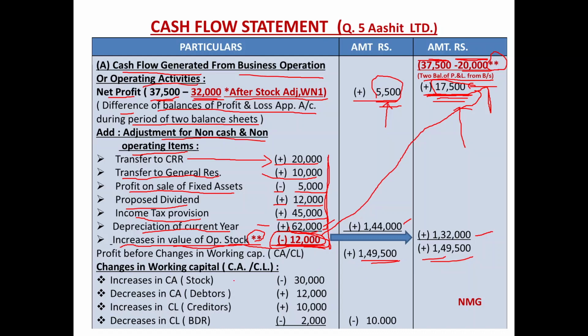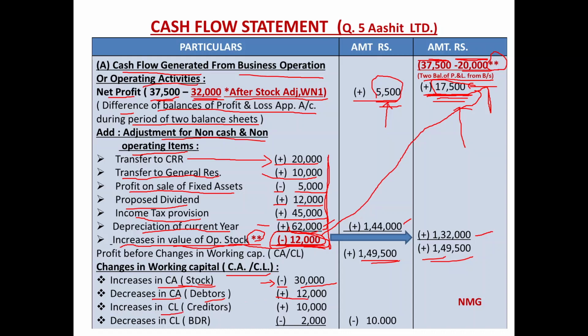Let's give the second sub reporting under the first title, changes in working capital or changes in current assets and current liabilities. Increase in CA, namely stock: increase is the cash flow, decrease is the cash flow, it is a negative relationship. So increase in CA, namely stock, apply the negative relationship. Decreases the cash flow, minus 30,000. Decrease in CA, debtors, negative relationship, increase is the cash flow, plus 12,000.